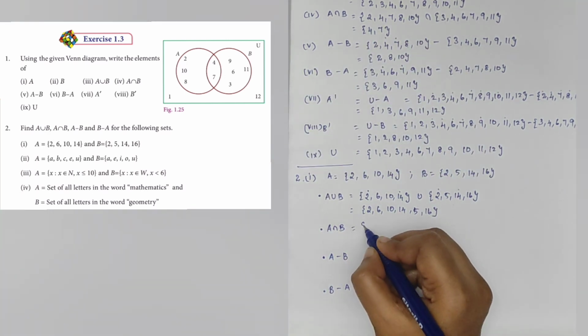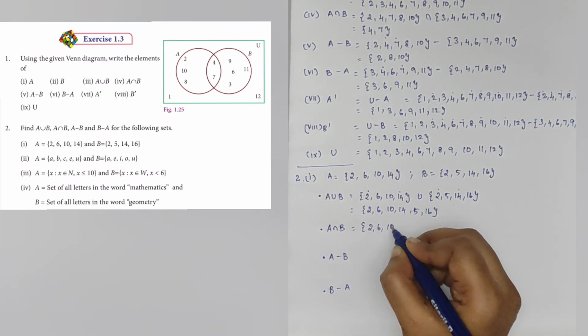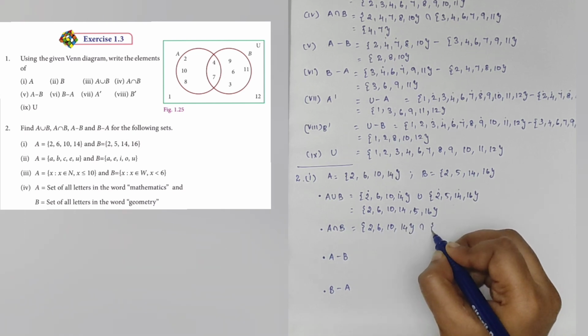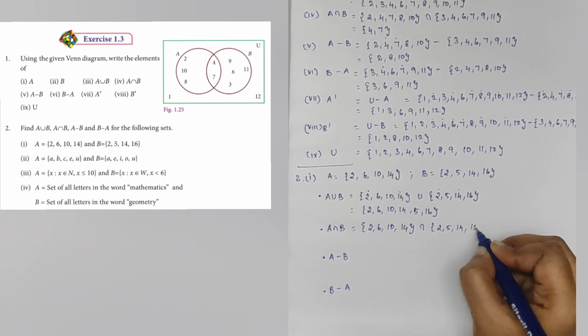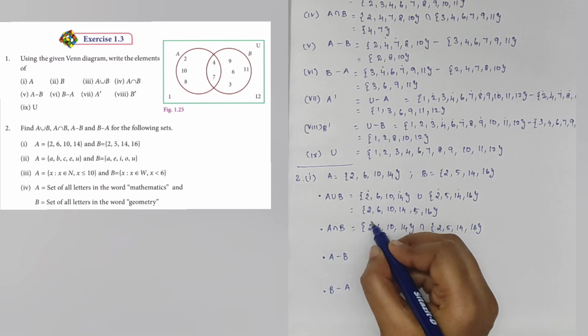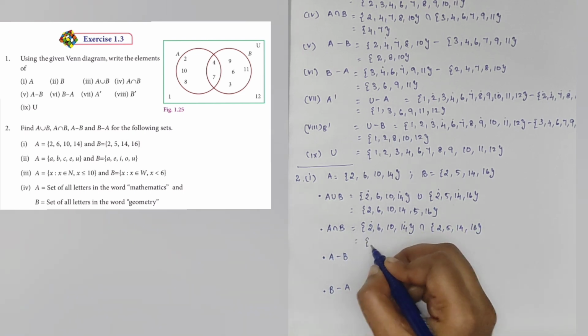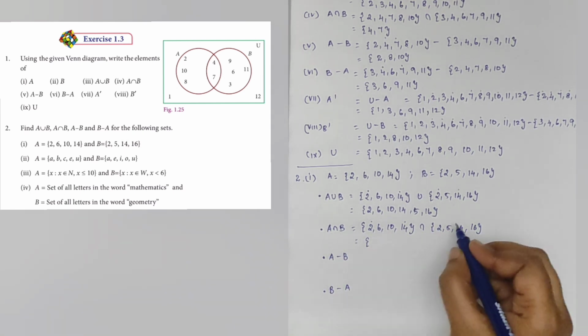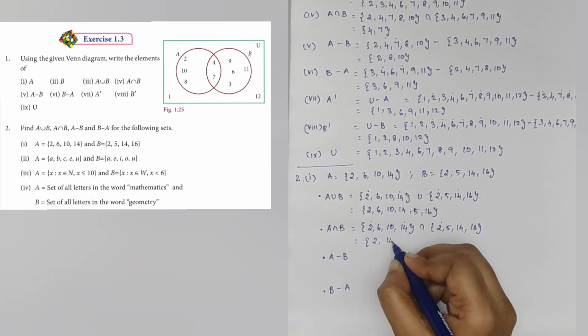Now do it for A intersection B. {2, 6, 10, 14} intersection {2, 5, 14, 16}. Now mark the common elements, that is 2 and 14 are common. So you have to write only the common elements for A intersection B. Okay, so 2 and 14.